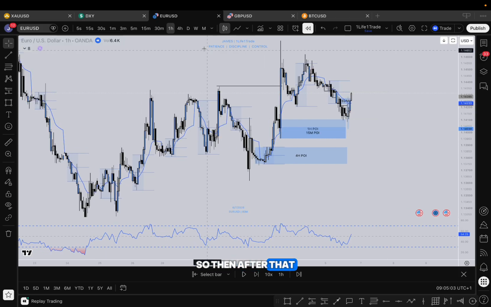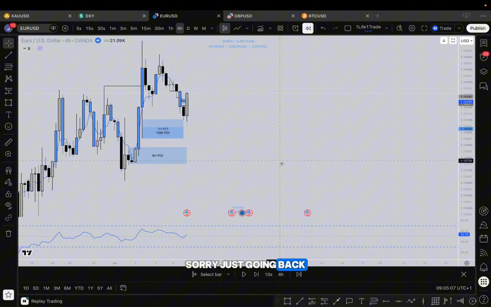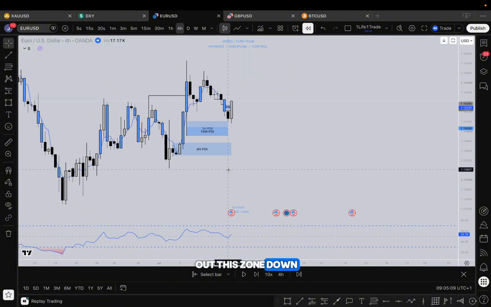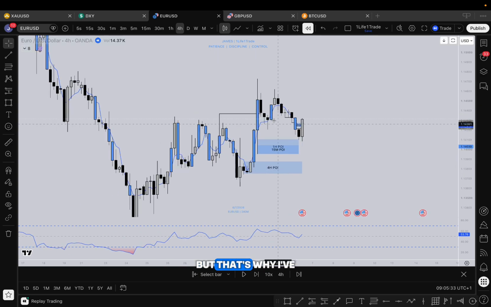So then, after that, what I've done with the 4 hour actually, sorry, just going back, is I did mark out this zone down here. It's quite low, but there is this imbalance here that it could come back and fill. Still could, really. And then it's got this order block down here. I kind of just took the whole zone there. I took that whole candle, took the whole zone, and I thought if it breaks through these areas that I've marked, comes down here, then I'll be looking for a reaction around here. So that's why I've got that one there. It's a bit extreme, but that's why I've got it.